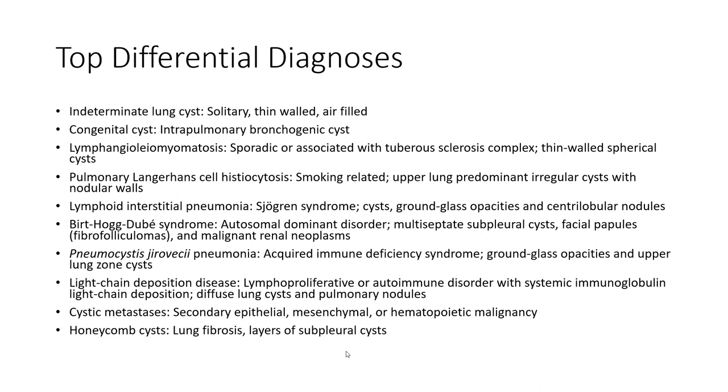Cystic Pneumocystis jirovecii pneumonia in acquired immunodeficiency syndrome shows ground glass opacity and upper lung zone cysts. Light chain deposition disease is a lymphoproliferative or autoimmune disorder with systemic immunoglobulin light chain deposit, with diffuse lung cysts and pulmonary nodules. Cystic metastasis is secondary to epithelial, mesenchymal, or hematopoietic malignancy. Also, lung fibrosis with subpleural cysts.